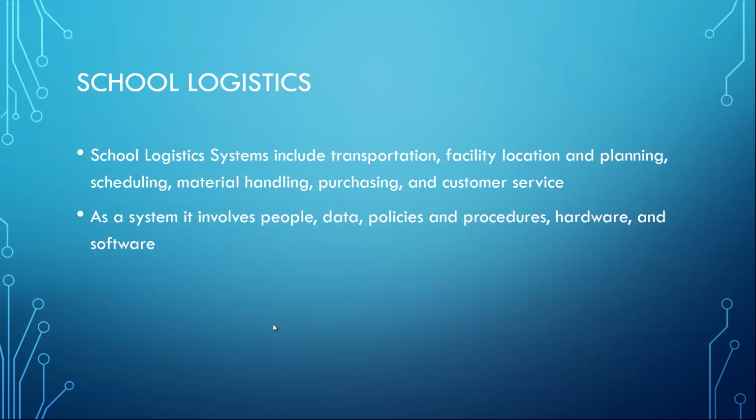And if you look at the system, you can map the people to the transportation, to the facility, to the planning, to scheduling, to material handling, and so on. The same for the data, the same for policies and procedures. In each area, you will have people involved, you will have data involved, you will have policies and procedures involved, you will have hardware, and you will have software. So the system components integrate with the logistics system components or activities or operations.